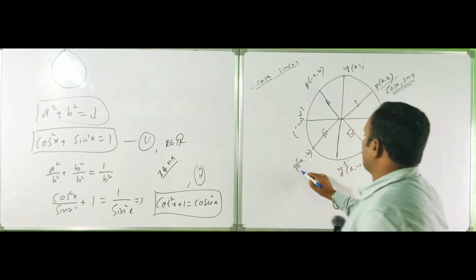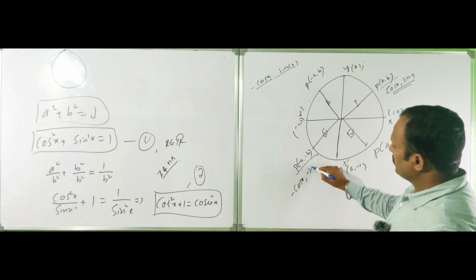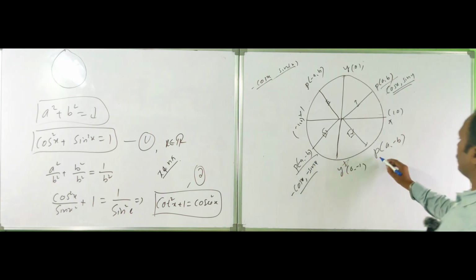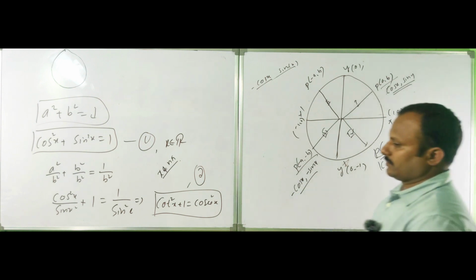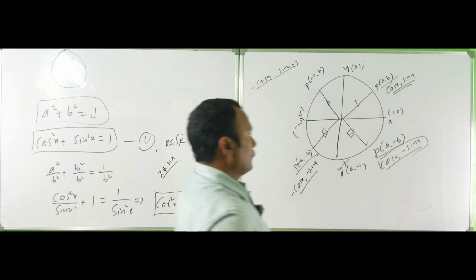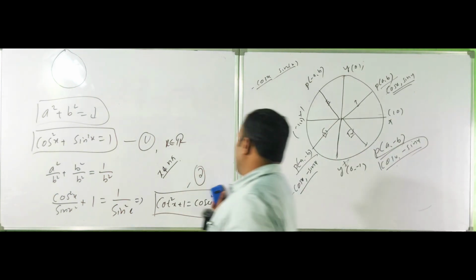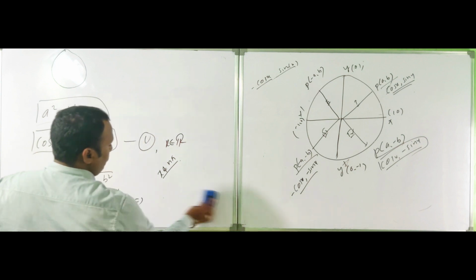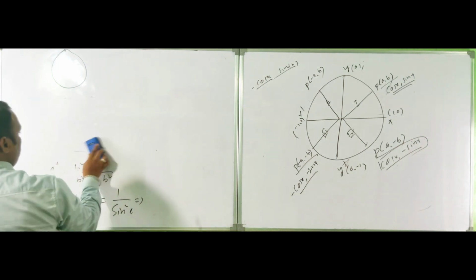Similarly, here both values you will get minus cos x and minus sin x, and here you will get cos x and minus sin x. These are the different values in different quadrants according to the angles. And next one is the negative angle.